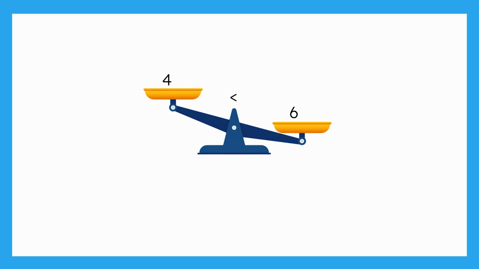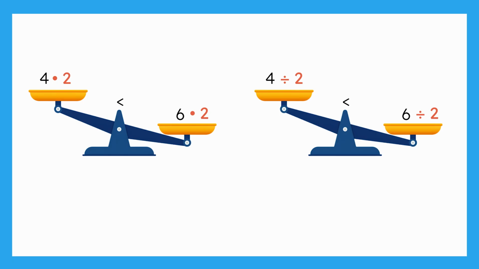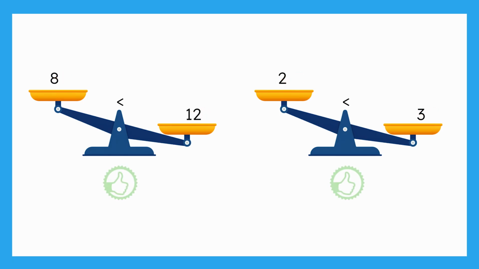What about subtraction? Subtract 2 from both sides of 4 is less than 6 to see if the inequality stays true. Yes, that worked again. I got 2 is less than 4, which is still true. Okay, well, what about multiplying and dividing? Pause the video and multiply each side by 2, then divide each side by 2 and see if the inequality stays true. Wow! When I multiply and divide both sides of the inequality by 2, my inequality stayed true.